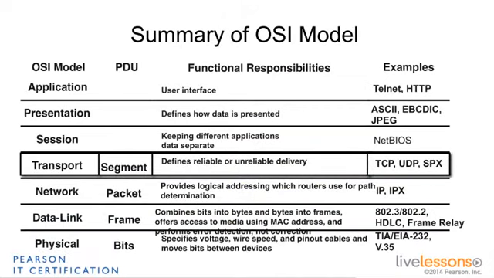Here is a summary of the different layers of the OSI model, the types of PDU that each layer deals with, and the functional responsibilities, as well as the different applications that function at those levels. Here's a summary of the OSI model. Please take time to review this information and learn the layers of the OSI model, as well as what types of PDUs are associated with specific layers of the OSI model. It's also important to know the functional responsibilities and different examples of applications that work at each layer.